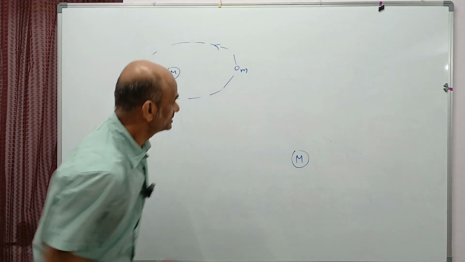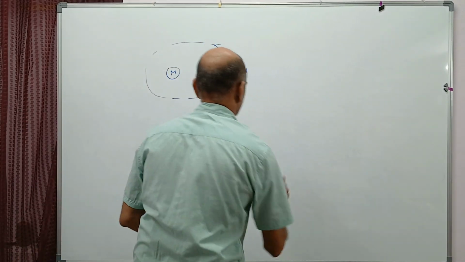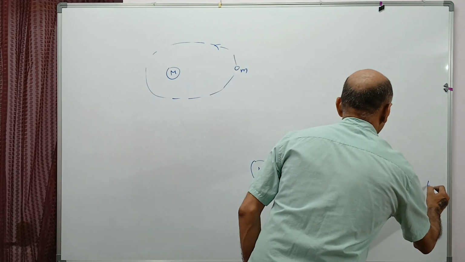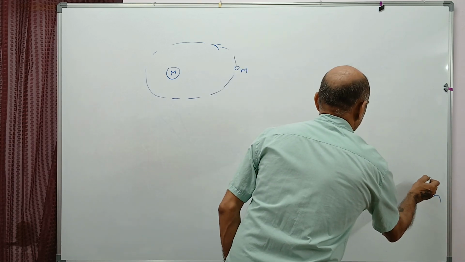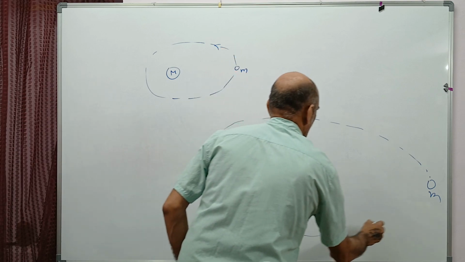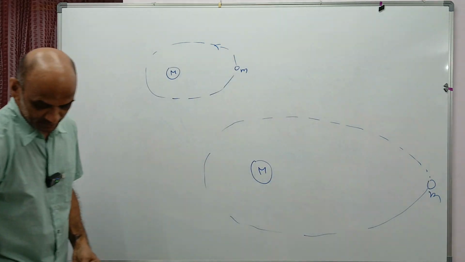Actually, I should make it bigger. Let the mass be mb here and mb here. So this also moves in an elliptical path according to the first law. But this is a bigger ellipse.